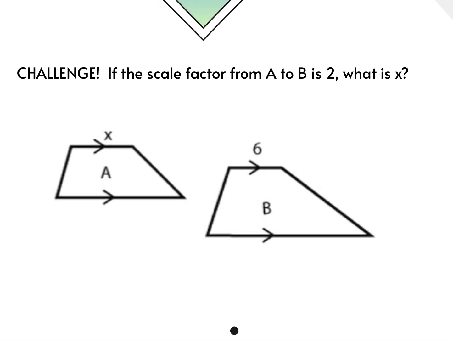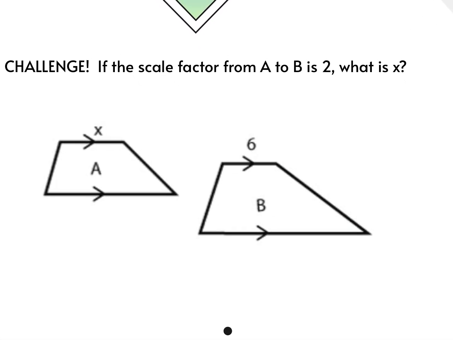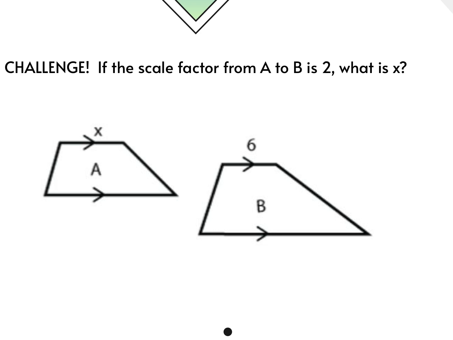We're going to look at this one. This is a challenge. See if we can answer this, and we're moving on to something new. The challenge says, if the scale factor from A to B is 2, what is X? So if we had to multiply by 2 to get from A to B, what would X be? 3. To go the opposite way, we're going to divide by 2, to get the original length of 3.